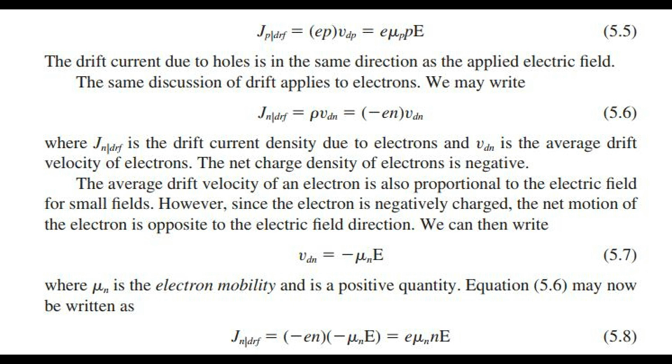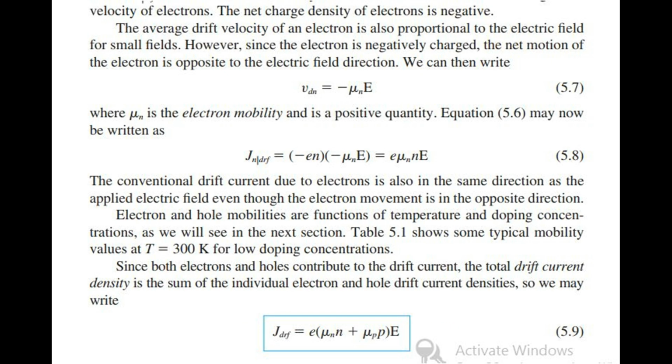Equation 5.6 may now be written in terms of the electron mobility. The conventional drift current due to electrons is also in the same direction as the applied electric field, even though the electron movement is in the opposite direction.